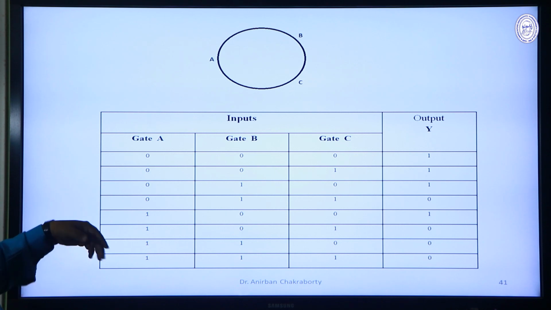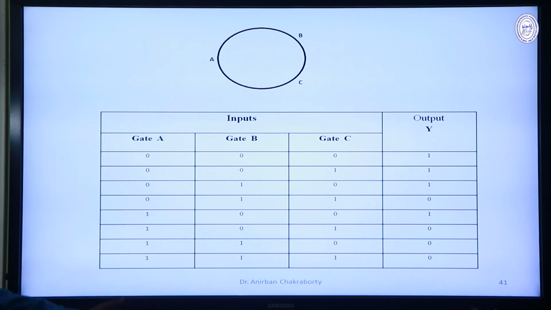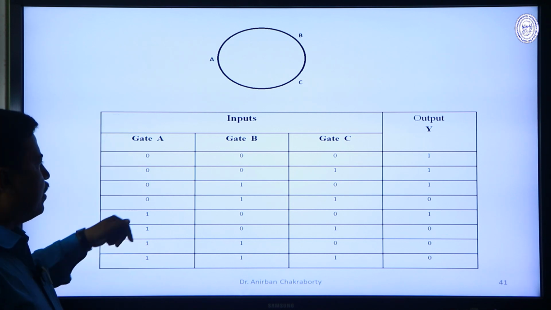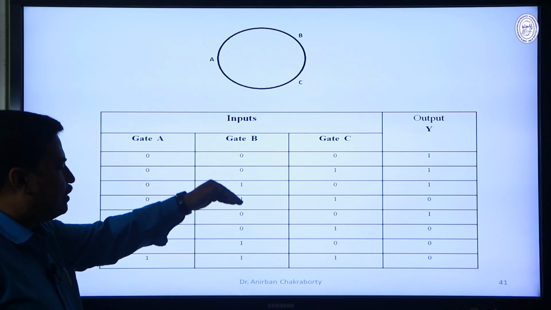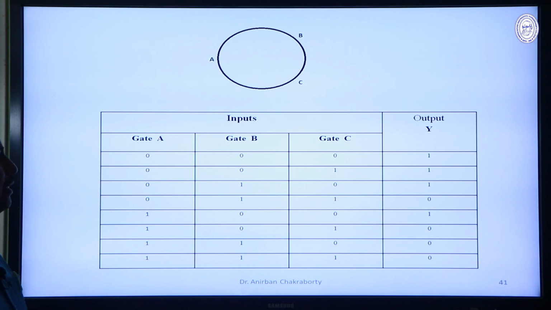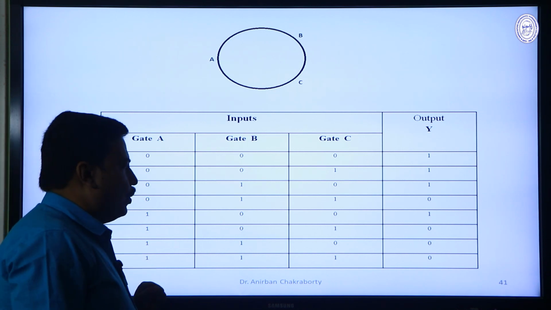For 4 inputs, you have to fill up 16 rows, then 8 zeros, 8 ones. Next 4 zeros, 4 ones, 4 zeros, 4 ones, like this. So, not to worry.